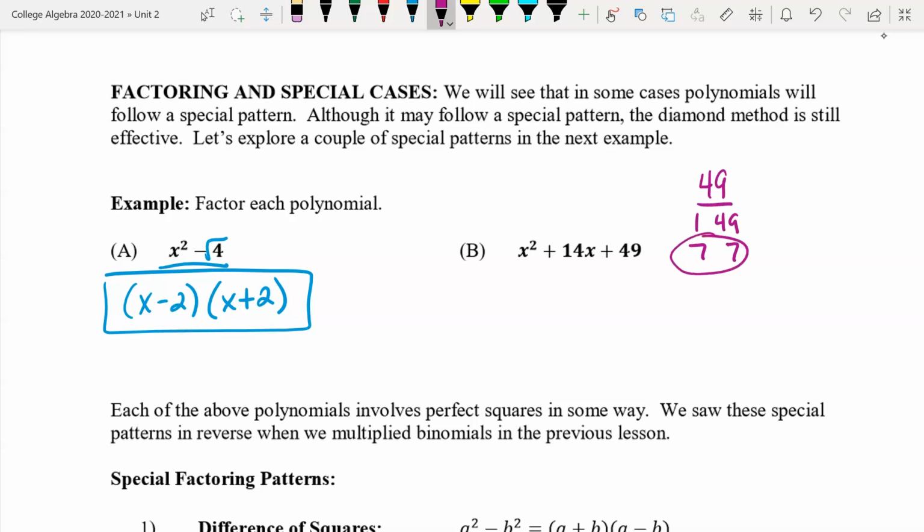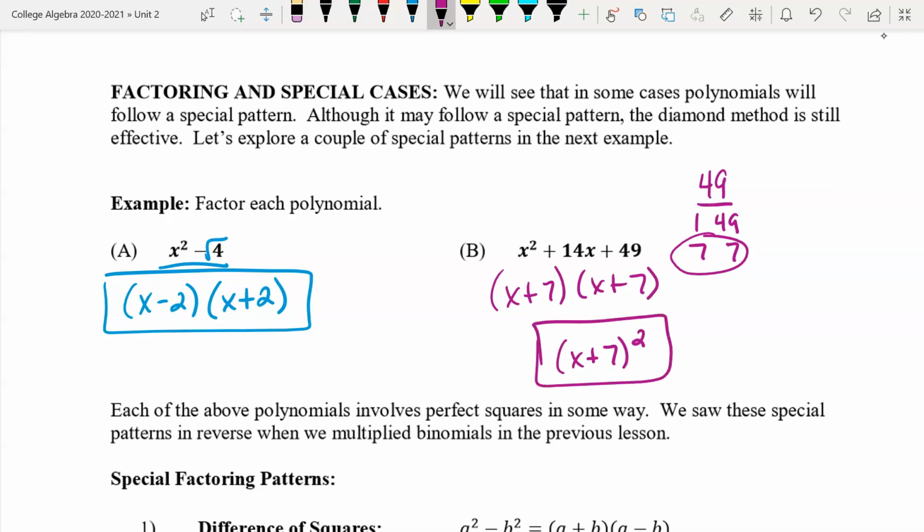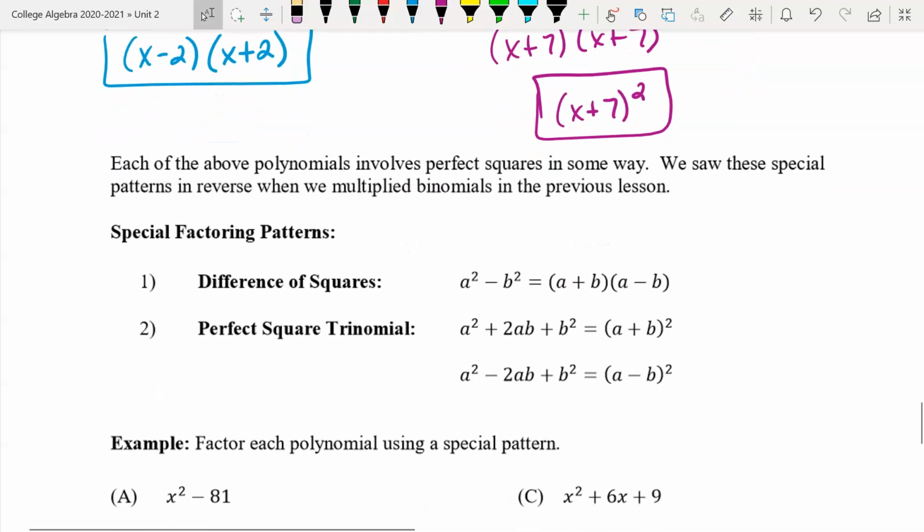This adds up to 14. This is just regular factoring, x plus 7, x plus 7. But notice they're the exact same. So this turns into x plus 7 squared because there's 2 of them. So those are some special cases that you see. Here's the actual pattern that goes with it.